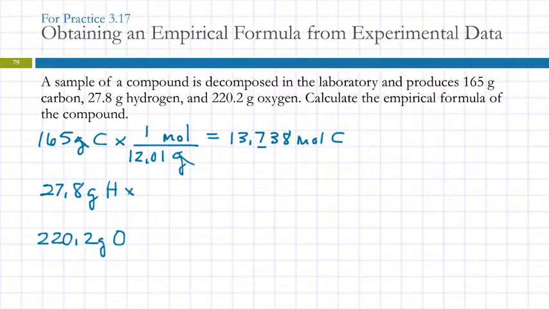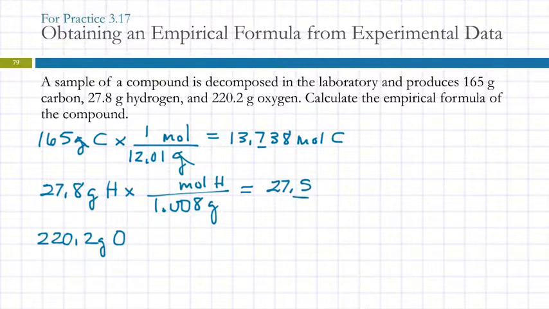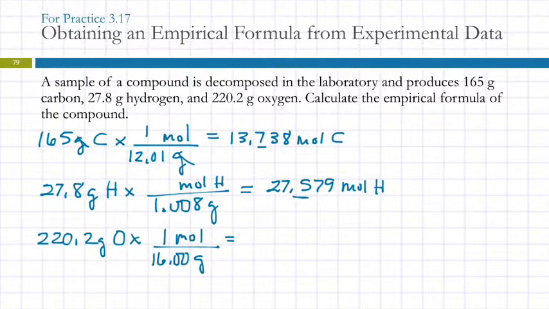And then I'm going to convert hydrogen to moles, 1.008 grams. So 27.8 divided by 1.008. It's tempting to just ignore that 8 at the end there, but don't do it. 27.579 moles of hydrogen. And then 220.2 grams of oxygen. 1 mole of oxygen is 16 grams. 220.2 divided by 16.